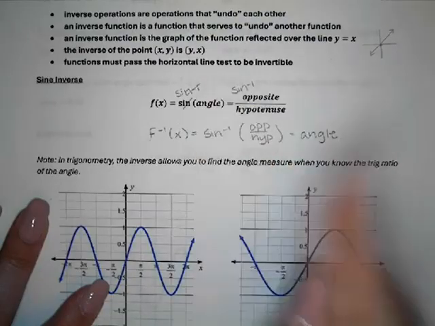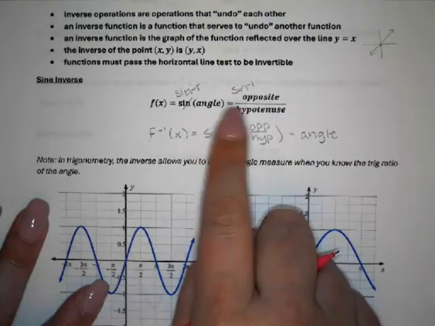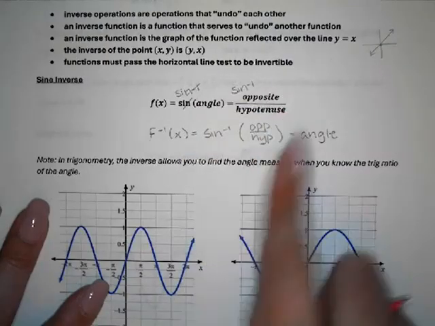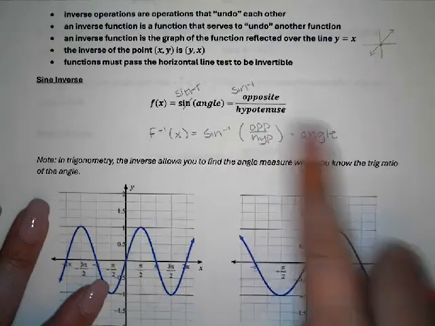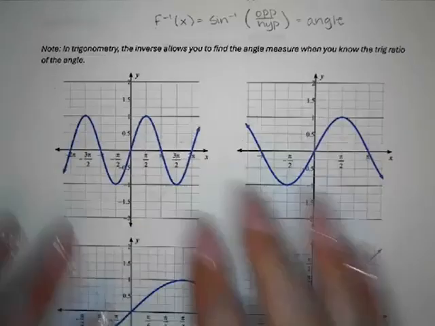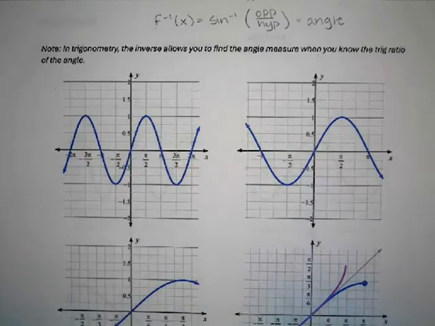Okay, so before, when we were dealing with the function, it was backwards. If you knew the angle, then you could get to the trig ratio. Now we're going to start with the trig ratio, and we're going to go backwards, and we're going to get to the angle. Okay, so we're going to look at this visually with some graphs.